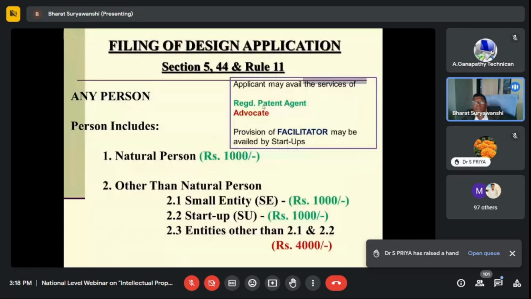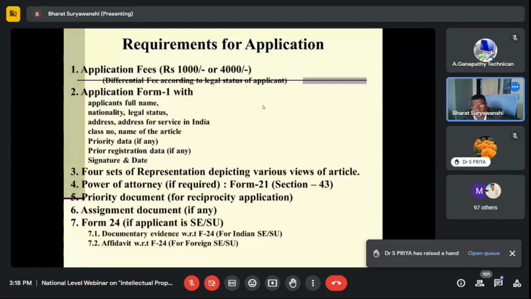Now, for example, if you are developing a design, how do you file, and who can file? Section 5, 44, Rule 11. Any person can file, natural or otherwise. For a natural person the fee is 1000 rupees, small entity 1000, startup 1000, other than that 4000 rupees for filing. In that, Form 1 should be filled, Form 2 should be filled, with the applicant name, legal status, address for service, priority date, class number, which class you are in, signature and name. There are two sets we have to prepare. Power of attorney we have to give, priority document we have to give, assignment should be given, Form 24 should be given.